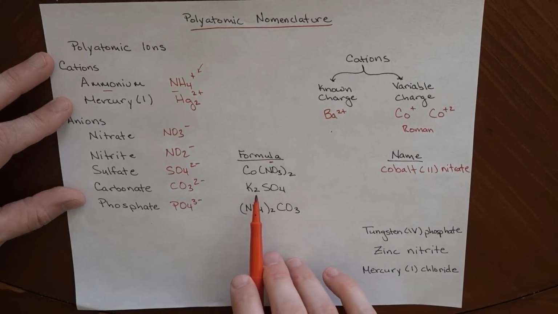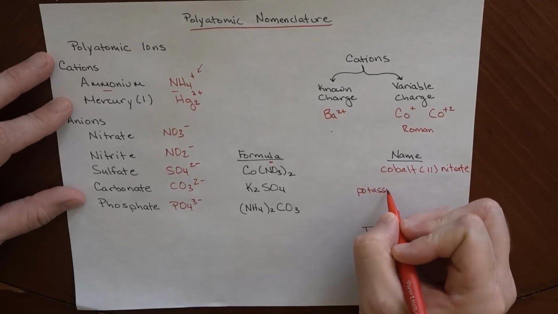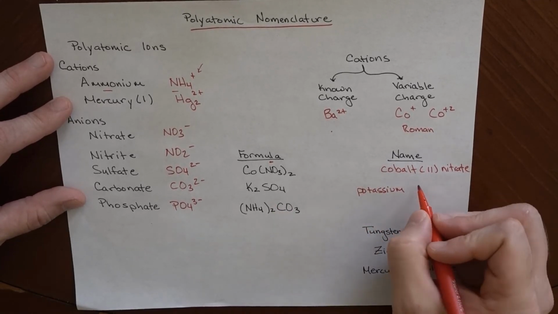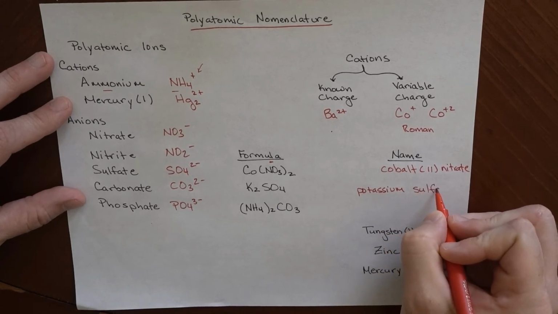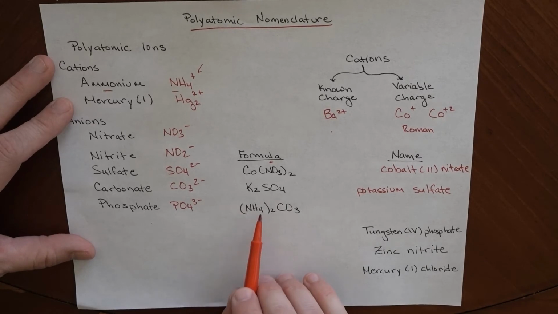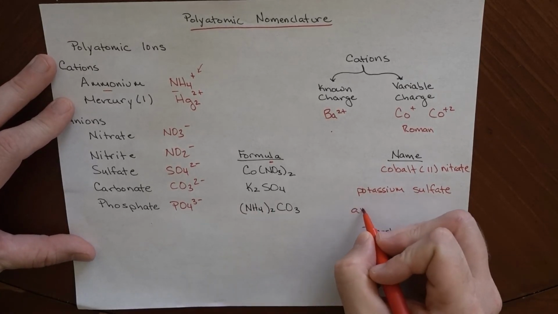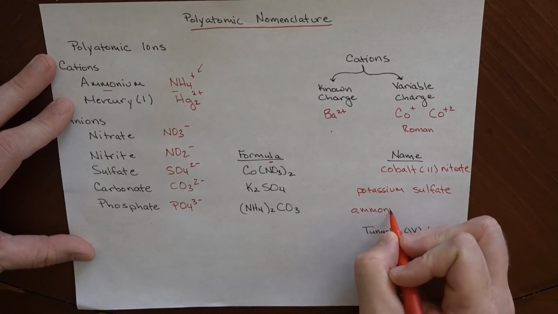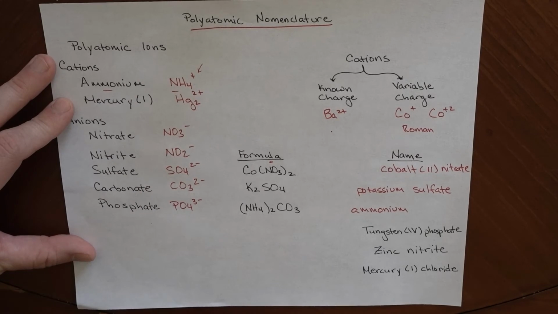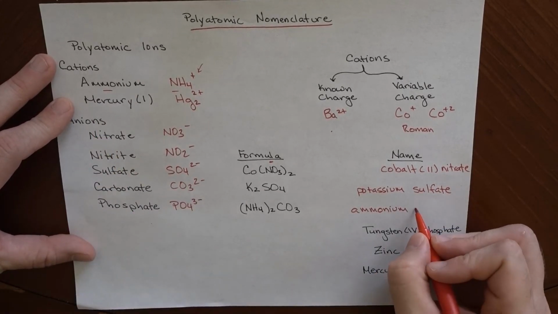K2SO4, potassium is one of those ones that we always know the charge of. It's always potassium, so it's always +1. I never need to specify it. SO4 is sulfate, so potassium sulfate is its name. And (NH4)2, in parentheses, meaning I've got two groups of NH4. Those are called ammonium, as we saw up here. So our cation can be polyatomic, although it doesn't always have to be, but it can be. And then carbonate is the name of the anion.